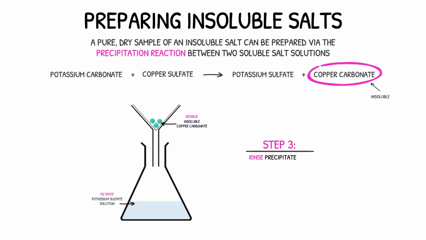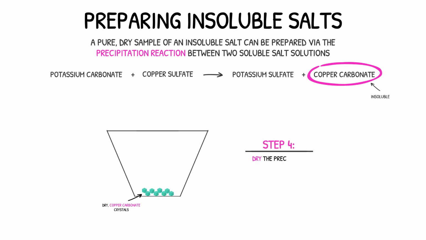Next, the copper carbonate is rinsed with distilled water whilst it sits in the filter funnel. As the copper carbonate is insoluble, rinsing with distilled water will remove any excess contaminating solution, ensuring that the sample obtained at the end of the process is pure. Finally, the precipitate is placed into a warm oven to allow any excess water to evaporate.